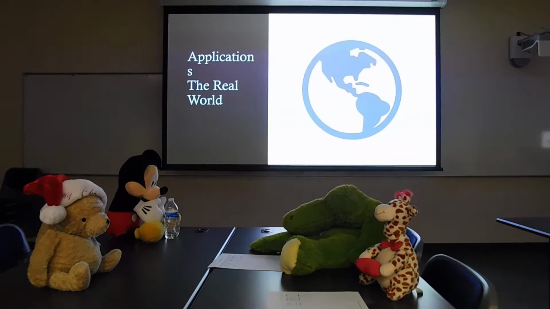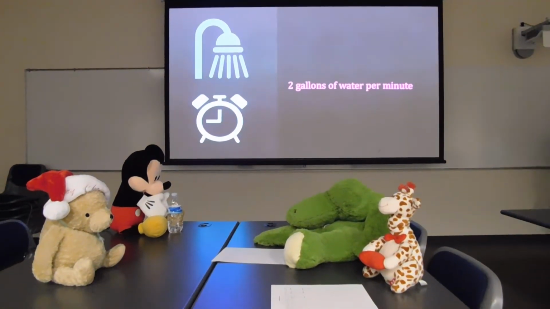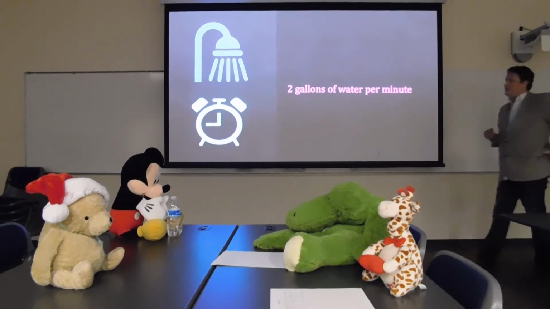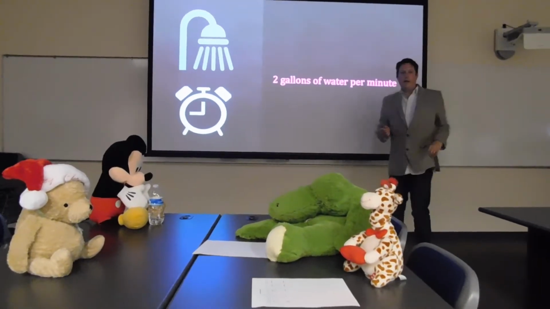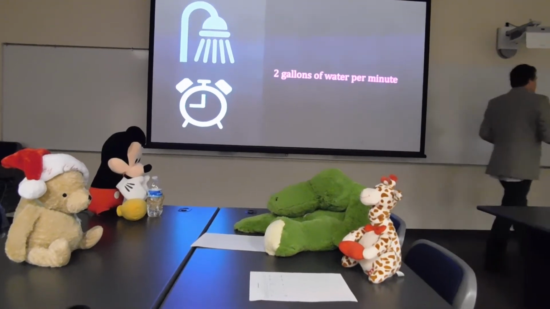Applications in the real world. What does this mean to us? What is the proportional relationship that we're familiar with? 2 gallons of water per minute. The average shower releases 2 gallons of water per minute. So every minute that passes, you will use up 2 gallons of water in your shower.